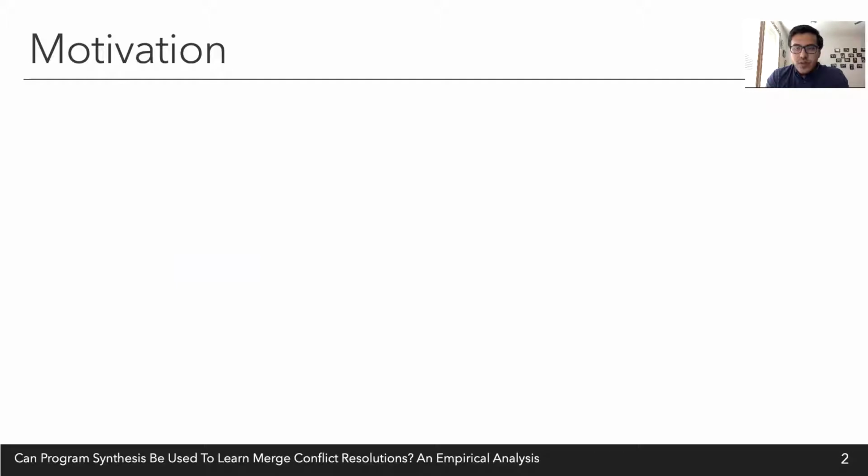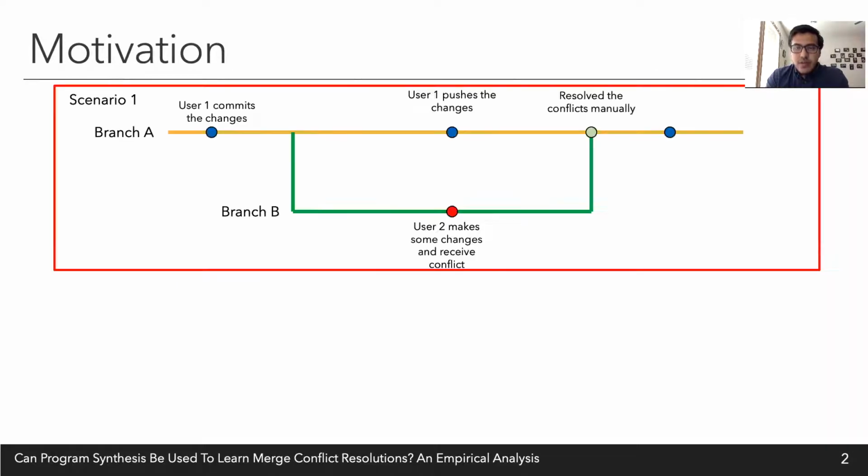Before we dig into our work, we want to briefly discuss merge conflicts in general. Merge conflicts can broadly happen in one of two ways. First, user 1 commits changes in branch A and user 2 takes the changes and updates that. At the same time, user 1 makes some changes and pushes that to branch A. When user 2 tries to push the changes, the conflict occurs.